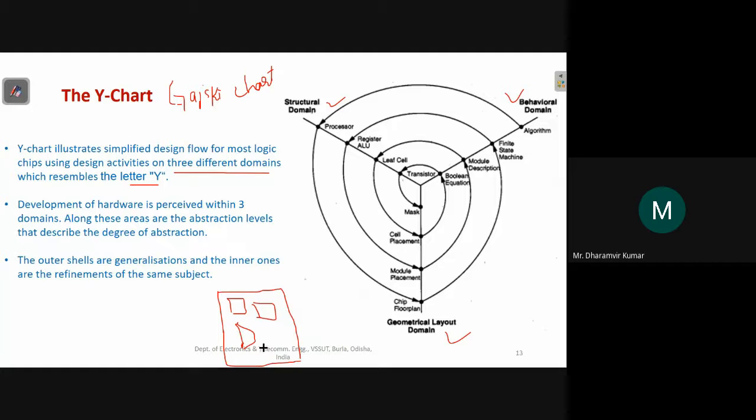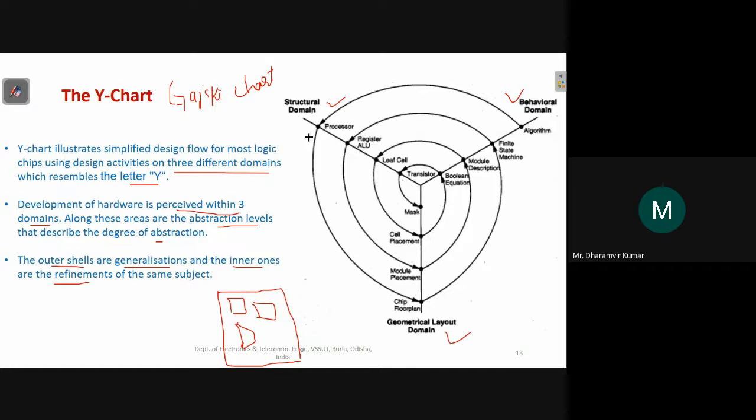Now, the development of hardware is perceived within three domains. Okay, these are the domains. Along these areas are the abstraction levels that describe the degree of abstraction. So these are the different abstraction levels along these domains. We will see these things, and the outer ones are the generalizations, and the inner ones are the refinements of the same subject.